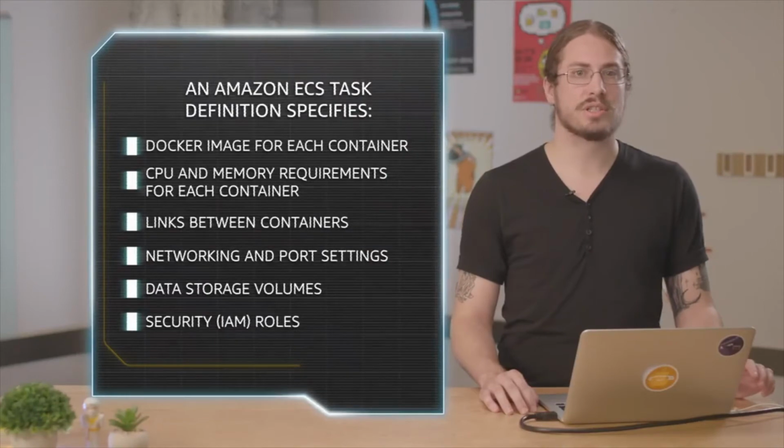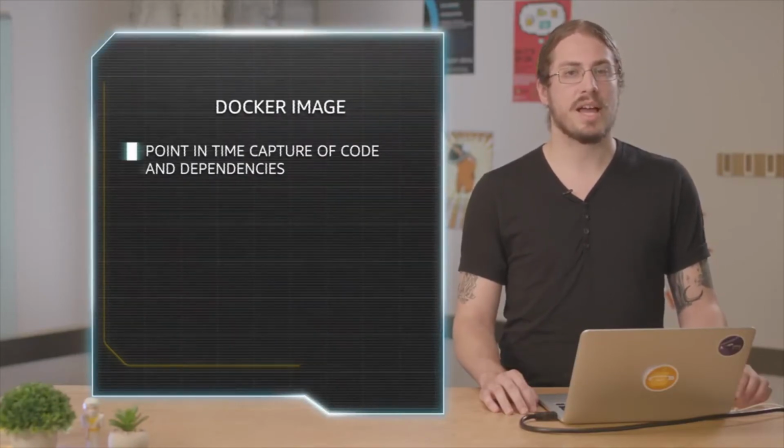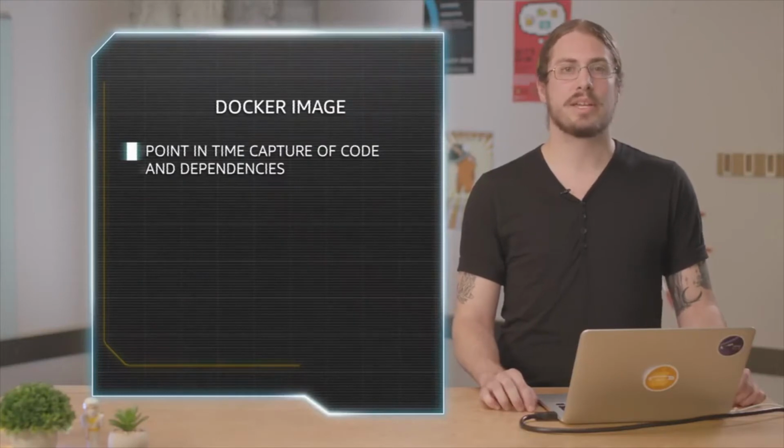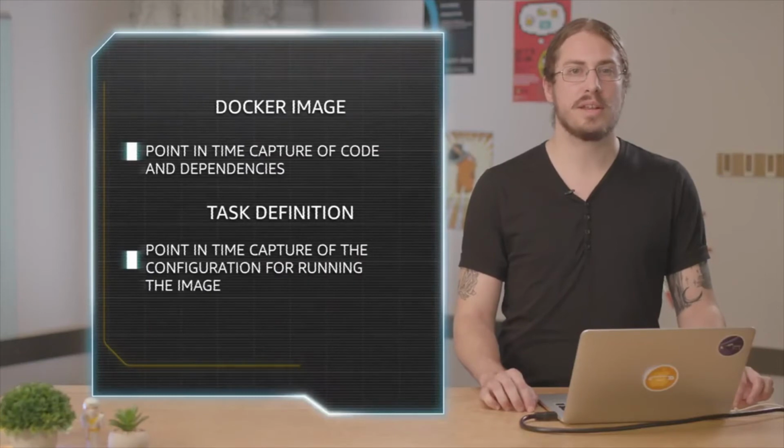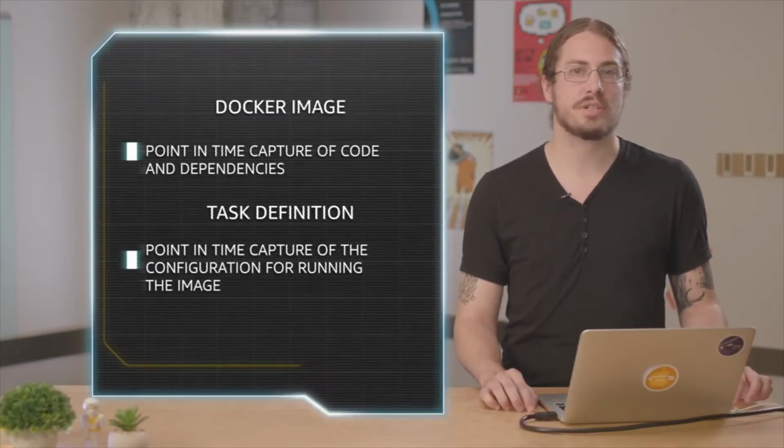Tasks are versioned, just like your Docker containers can be versioned with multiple tags. This allows you to keep a library of consistent, dependable application states. The Docker image is a point-in-time capture of your code and dependencies, and the task definition is a point-in-time capture of the configuration for running the image.